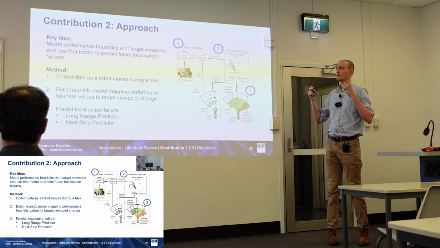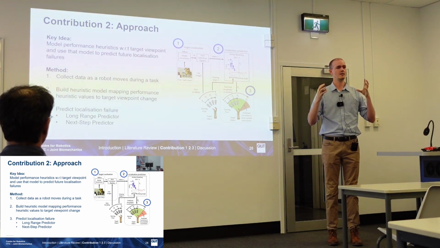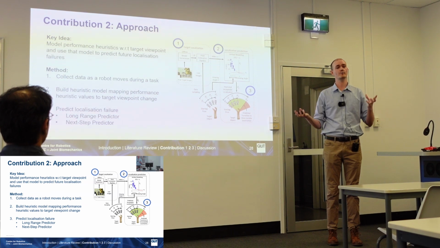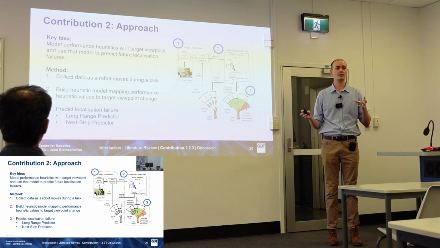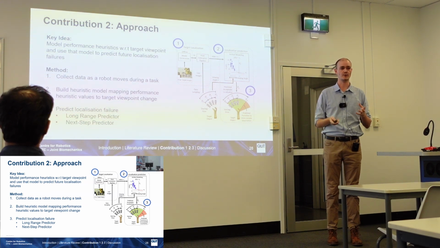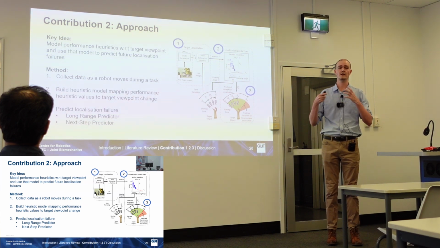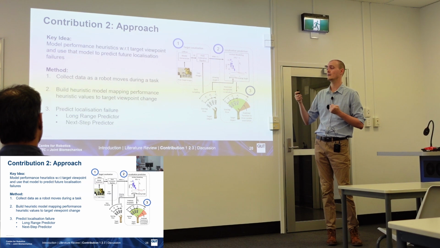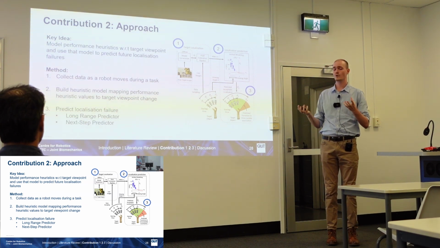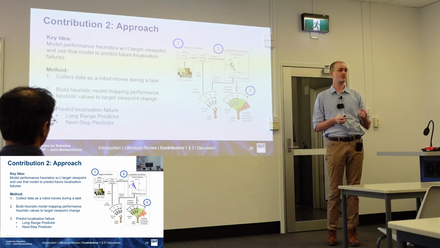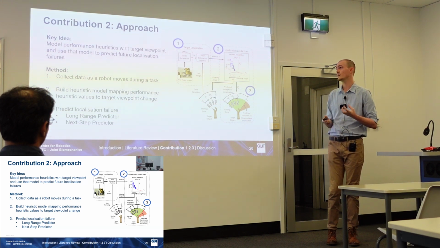So, in our proposed approach, the key idea is to model the change in performance heuristics as a robot moves during a task, and use this model to predict likely localization performance at places that haven't yet been explored. To do this, we have a 3-stage process consisting of data collection, heuristic model construction, and then localization performance prediction. In our first stage, as a robot moves during a task, we collect performance heuristics from our localization pipeline and information about the robot's motion.